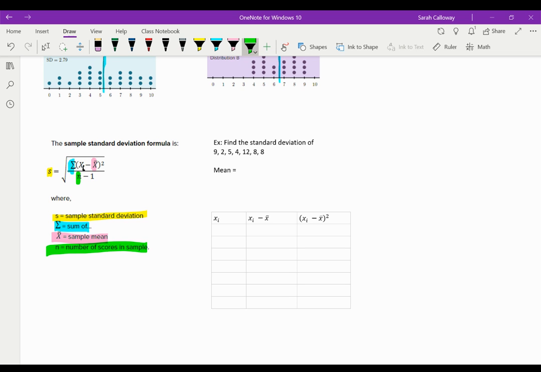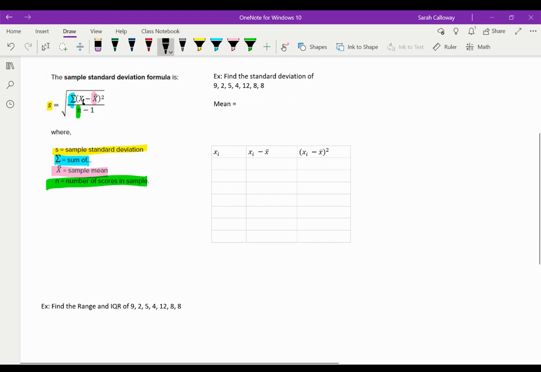And so we use a table to identify standard deviation just to kind of keep our work organized. We will start with the mean of the data set. I'm just going to add the data into the table. So remember, this X sub i is just saying each term. So it's X sub 1, X sub 2, X sub 3, and so on. So I'm just going to input the data into that table. So our data was 9, 2, 5, 4, 12, 8, and 8.